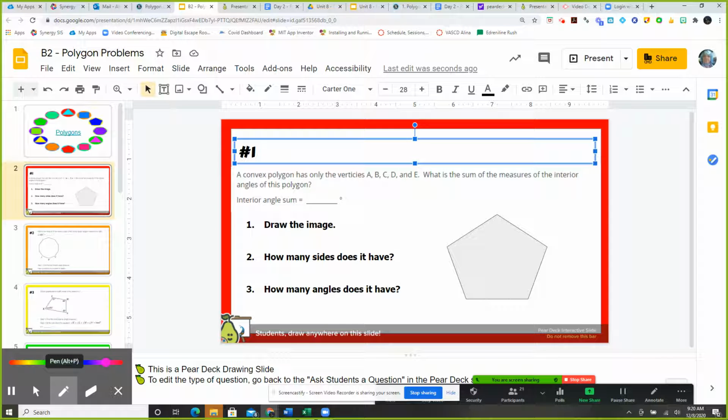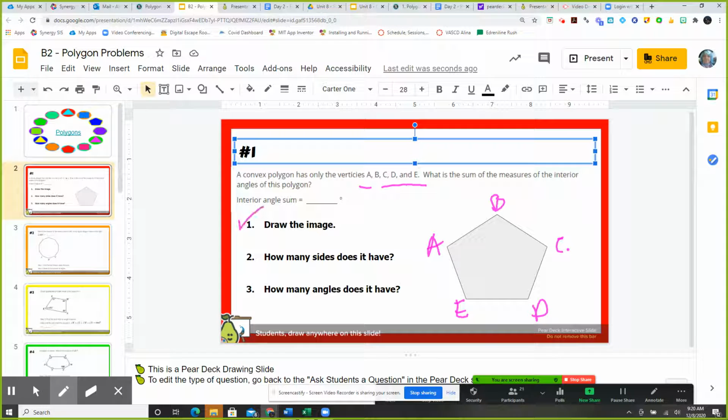And I label that A, B, C, D, E. A, B, C, D, and E. So I've drawn an image. How many sides does that image have? If it has 5 corners, it has how many sides? 5 sides.